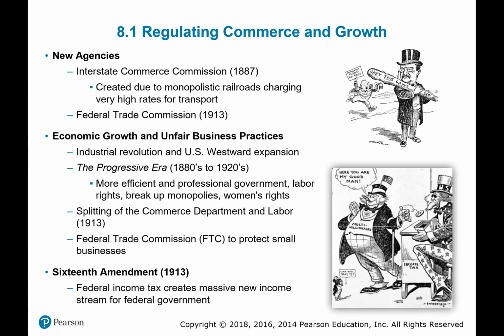Also in 1913, the 16th Amendment was passed, and this created a federal income tax and created a massive new income stream for federal government. So with the federal income tax, you had money now to give to different executive branches, and with money comes the opportunity to further implement more and more policies, and government grows accordingly.